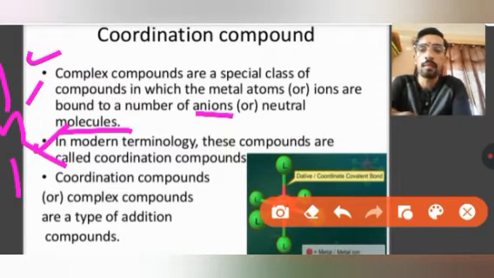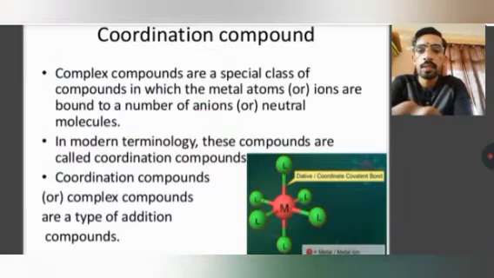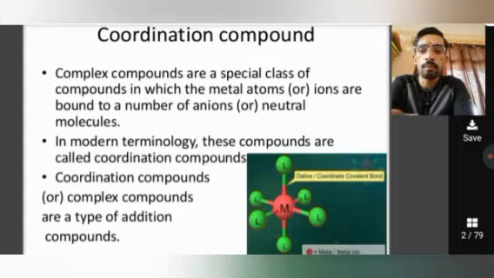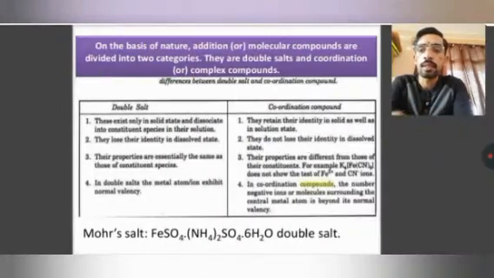Nowadays it is called a coordination compound, and a coordination compound is also known as a complex compound, or an addition compound. If you see this diagram, there is a central metal in red color and all the ligands in green color, and this central metal atom is surrounded by dative coordinate covalent bonds. That's why it is called a coordinate compound. Why? Because this bond is a covalent bond.